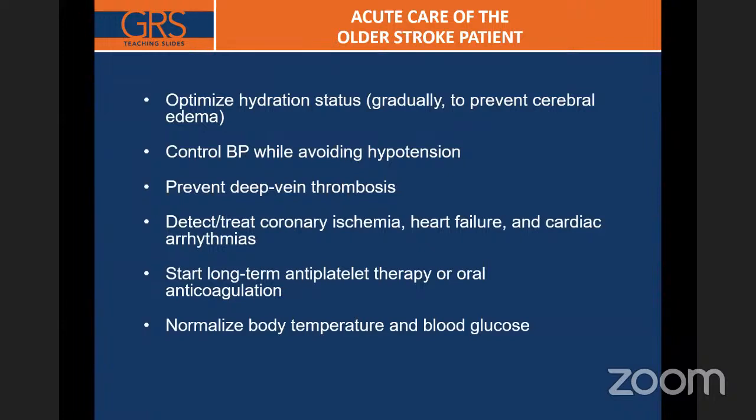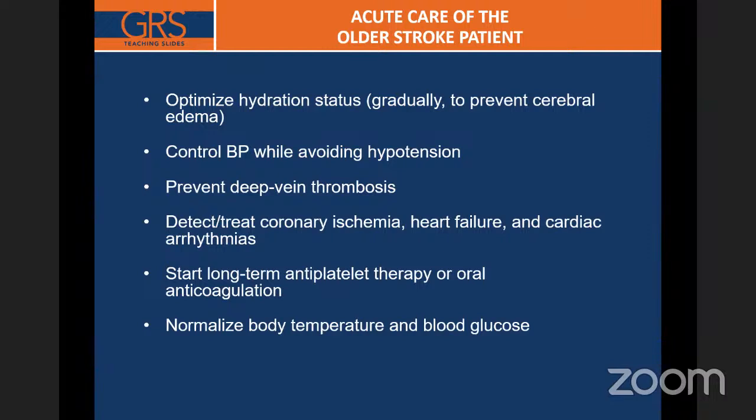Acute care of the older stroke patients. First of all, we optimize hydration status gradually to prevent cerebral edema. We should control blood pressure while avoiding hypotension. The concept here is called permissive hypertension, in which our goal is to decrease blood pressure 15% in the first 24 hours, and then we keep systolic blood pressure above 160. But also we should keep blood pressure less than 185 over 110 if the patient is receiving alteplase.